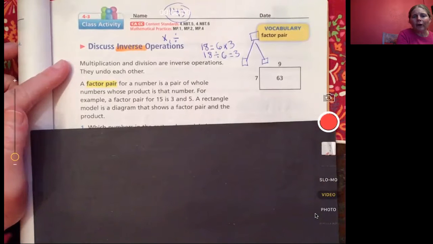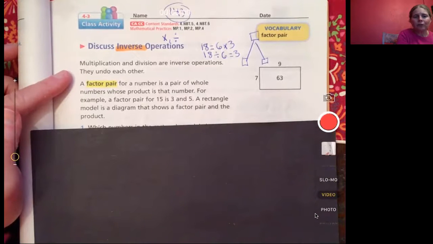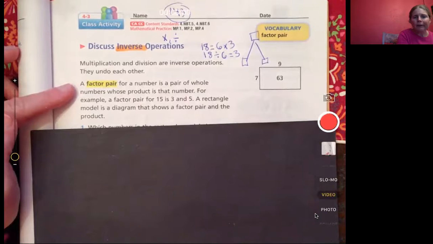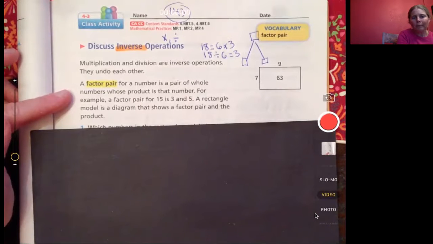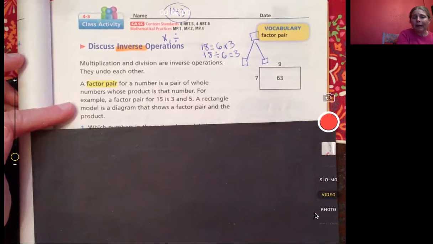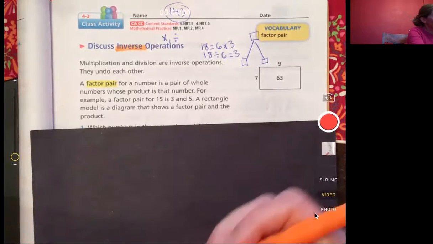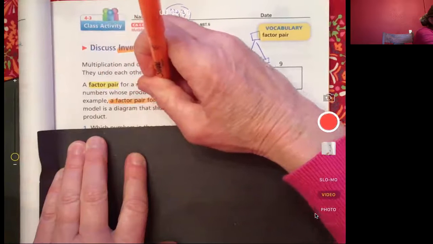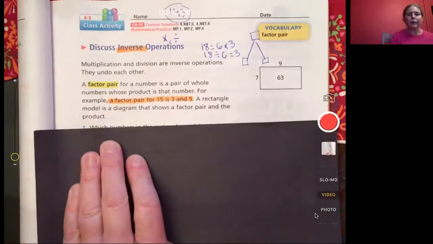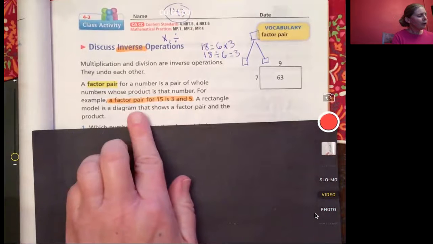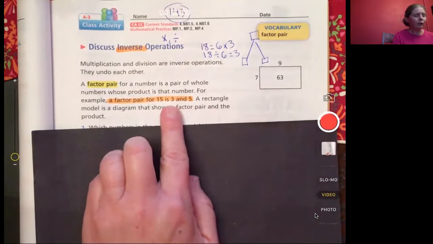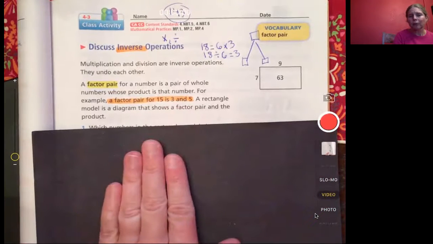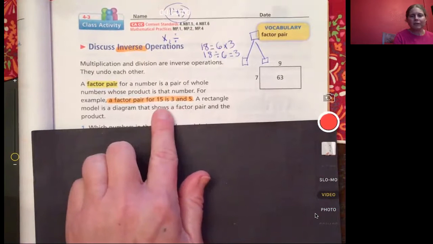Multiplication and division are inverse operations. They undo each other. A factor pair for a number is a pair of whole numbers whose product is that number. Here's an example. A factor pair for 15 is 3 and 5. Okay, so that's a really good example. I'm going to highlight that. Feel free to highlight or underline as well in your book. That'll just show you one more. So the factor pair is just the two numbers. Those are factors when we talk about multiplication, and they equal 15.